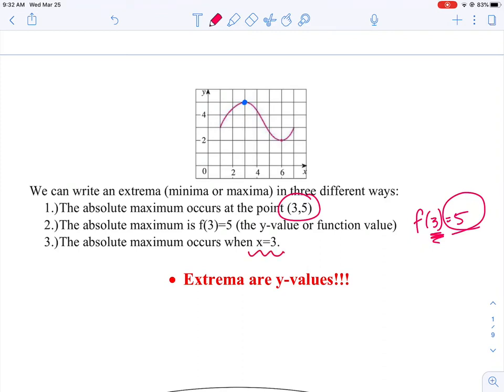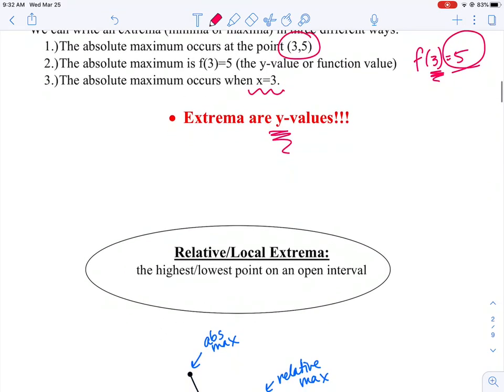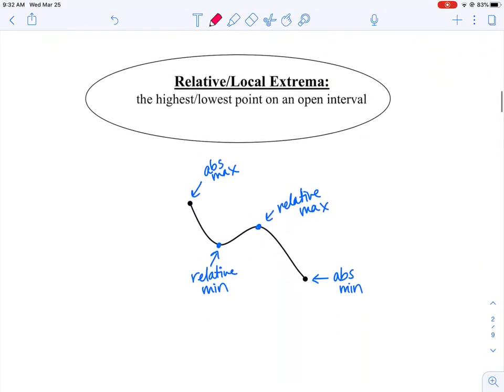So we've just got to be careful depending on how they ask the question. We can say that a maximum or minimum happens when, and then that when would be an x equals. But what is the absolute maximum or minimum? That would be 5, which is the y value. So you can see that extrema are y values, not x values. They happen when x is something, but the actual absolute maximum or minimum value is the y value.